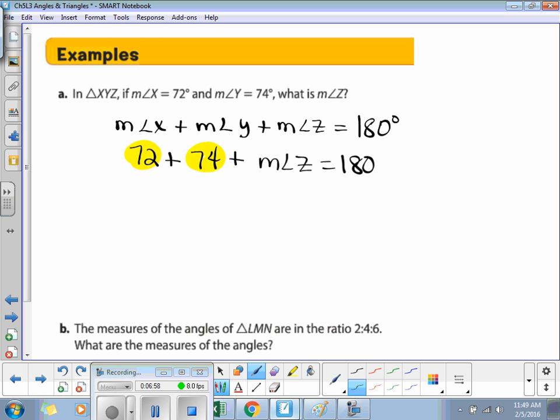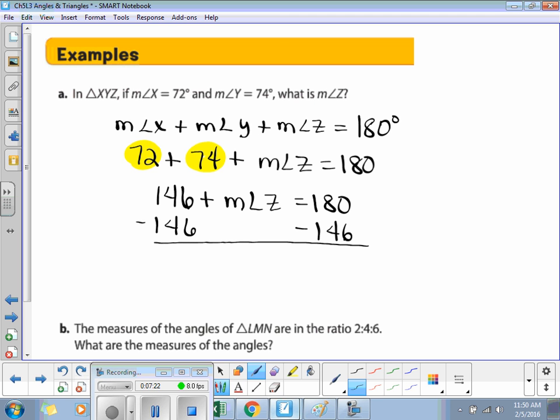So 72 plus 74 is 146, plus the measure of angle Z is equal to 180 degrees. And now we just use our inverse operations to get the measure of angle Z by itself. So we'll subtract 146 here, subtract 146 there. So the measure of angle Z is equal to 34 degrees.